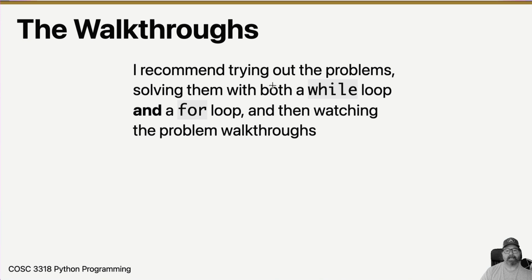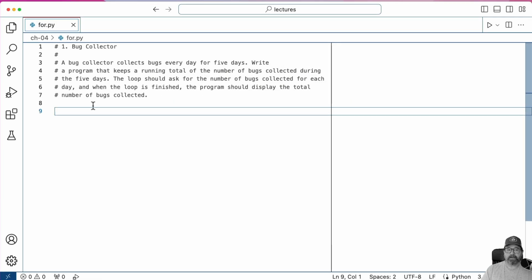So I'm going to recommend that you try out the problems in the looping chapter and solve each one with a while loop and a for loop, and then watch the problem walkthroughs. And right now, I'll go ahead and do a problem walkthrough, the first problem, using a for loop. In the last lecture, I used a while loop. This time, I'll use a for loop. So here's that problem again.